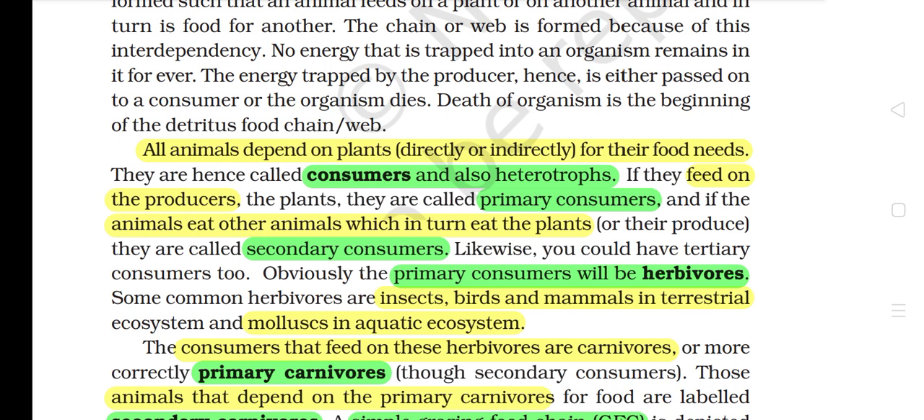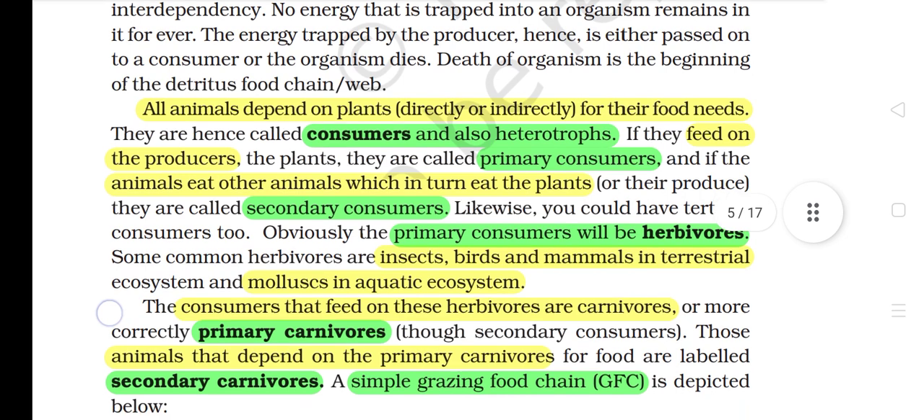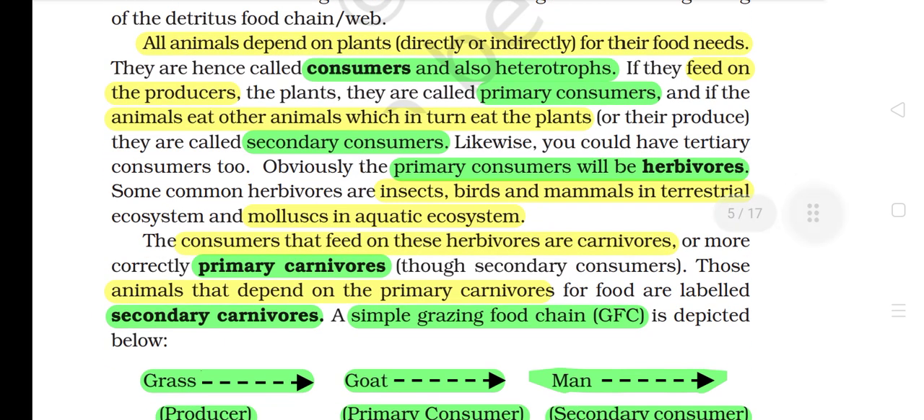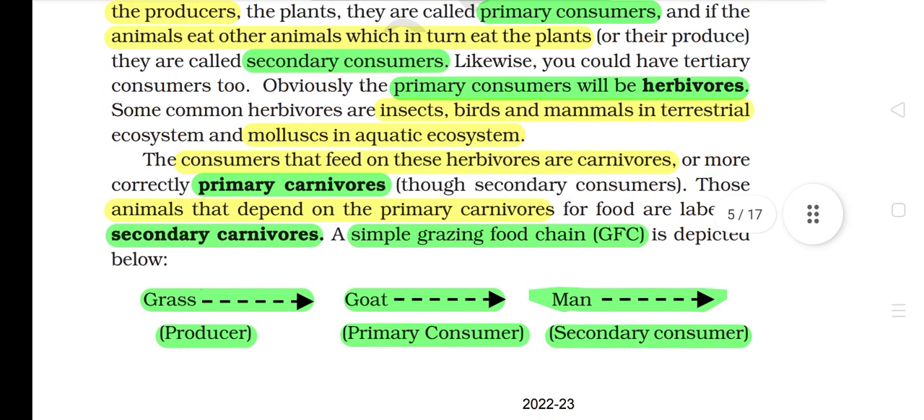If they feed on the producers, the plants, they are called primary consumers, and if the animals eat other animals, which in turn eat the plants or their produce, they are called secondary consumers. Likewise, you could have tertiary consumers too. Obviously, the primary consumers will be herbivores. Some common herbivores are insects, birds, and mammals in terrestrial ecosystems and mollusks in aquatic ecosystems.